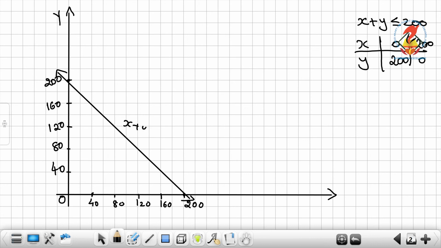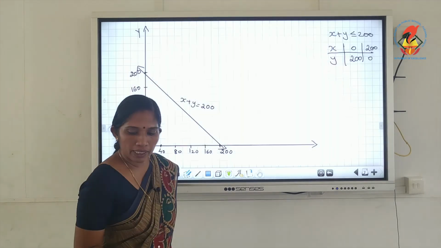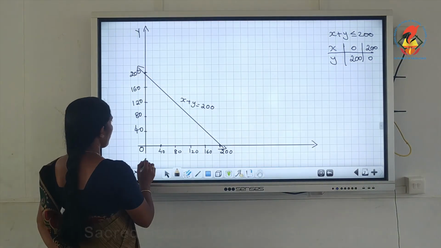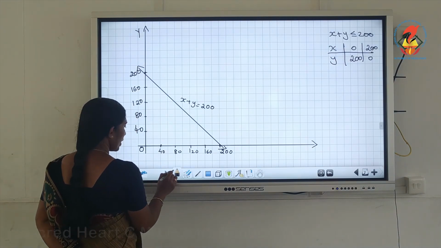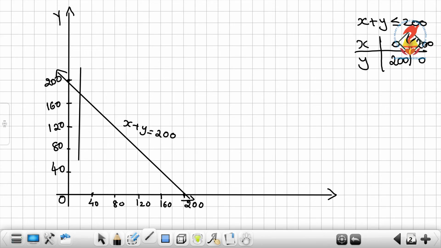So this line is x plus y equal to 200, and where we have to shade, when we substitute origin, 0 is less than 200, that's correct. So towards origin we have to shade. The next line is x is equal to 20. It's a straight line passing through the point 20, 0. This line is x is equal to 20, and x is greater than or equal to 20. So it is the right side of this line, towards the origin.